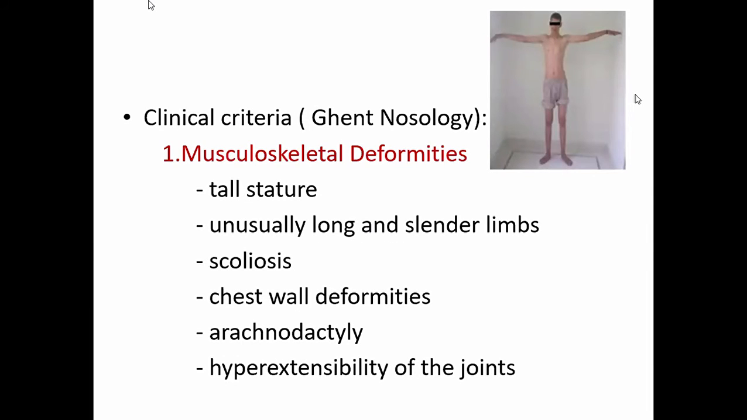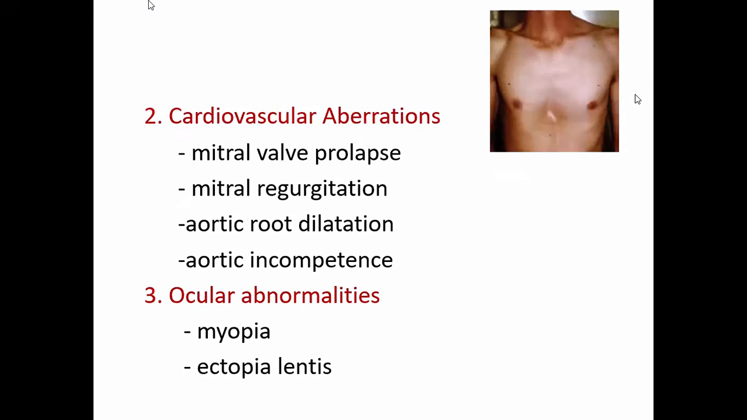To diagnose Marfan syndrome, we use the clinical criteria known as the Ghent nosology. This includes skeletal deformities: typical stature, unusually long and slender limbs, scoliosis, chest wall deformities, arachnodactyly (long fingers), hyperextensibility of the joints, and then the cardiovascular aberrations.